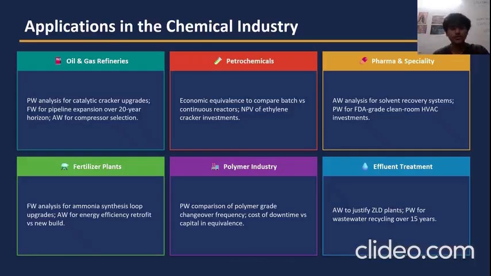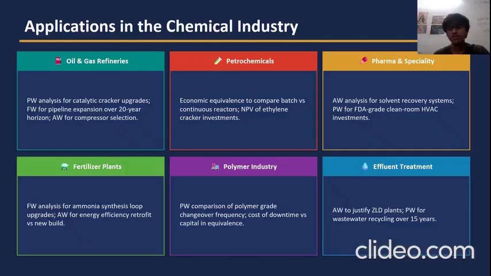Now, going to the petrochemicals, these methods are used to compare different reactor types, such as batch versus continuous reactors, and to evaluate large investments like ethylene crackers. Now, in pharmaceuticals and specialty chemical sectors, annual worth is commonly used for evaluating systems like solvent recovery units, while present worth is used for high-cost investments such as clean room systems. Now, in fertilizer plants, future worth analysis is used for long-term upgrades like ammonia synthesis loops, and annual worth is used to compare energy efficiency improvements.